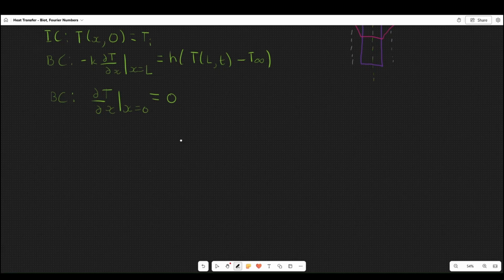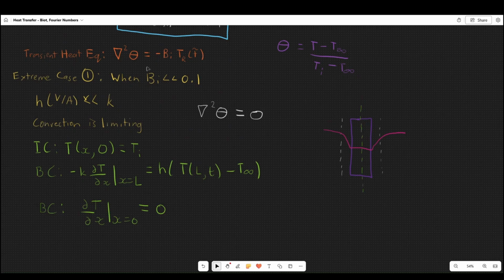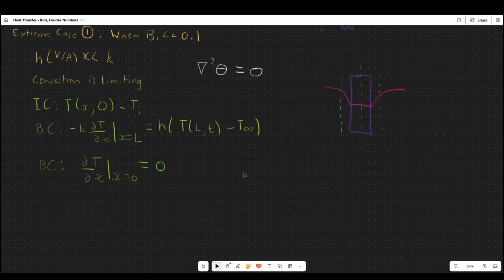Okay, so if we apply these boundary conditions on this equation, what we end up getting is that initially theta was a function of x and time, and this is non-dimensional. So this is what theta initially was, but if we solve this, what we end up getting is the fact that theta is actually only dependent on time.